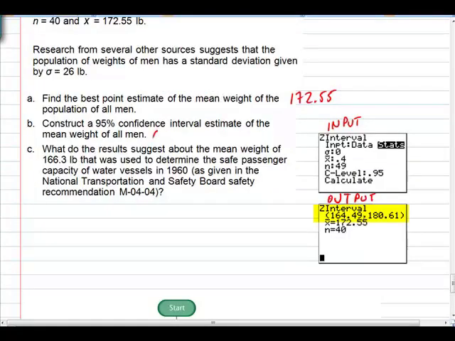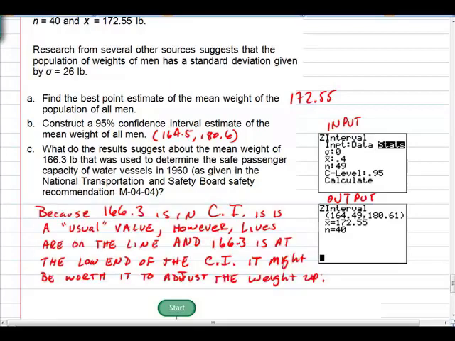So our confidence interval is 164.5 to 180.6. What do the results suggest about the mean weight of 166.3 pounds that was used to determine the safe passenger capacity of water vessels in 1960? Is it okay? It's in the confidence interval, isn't it? So it should be okay. Because lives are on the line and this number was at the low end of the confidence interval, it might be worth it to adjust the average weight up some.